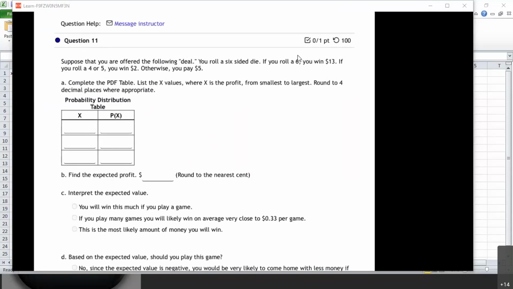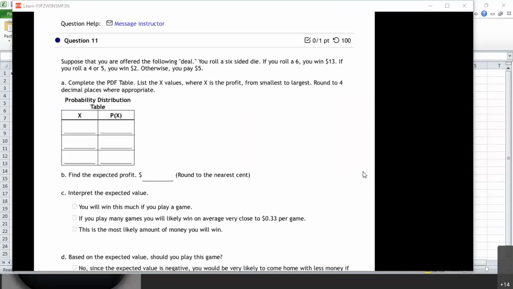So again, they're not telling me it costs $5 to play the game. They're saying you're going to step up to the table and be given a die. You roll a 6, you get $13. You roll a 4 or 5, you win $2. Otherwise, if you roll a 1, 2, or 3, you pay $5.